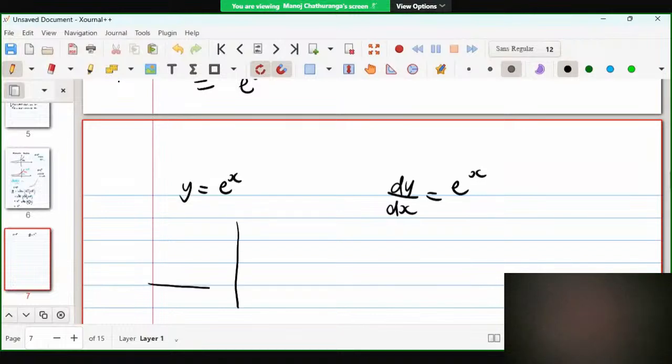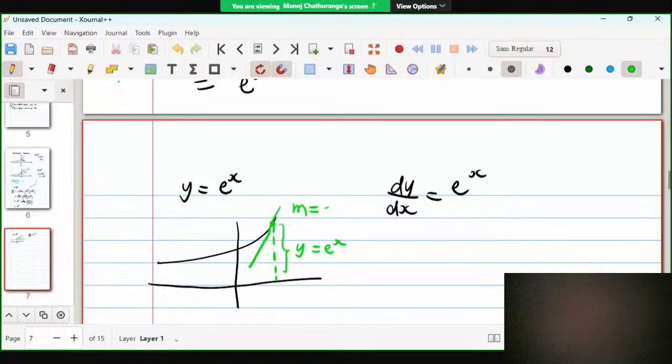What does that mean? If you want the slope of the tangent line at this point, you measure the y coordinate. The y coordinate is e to the power x. Its numerical value is the same as the slope of the tangent line at that point.